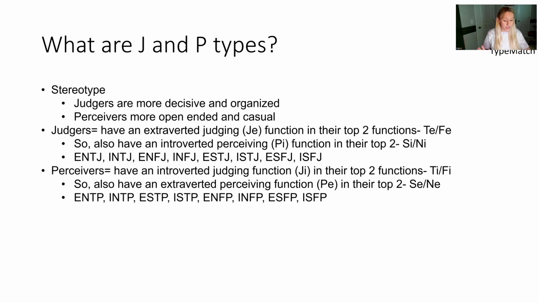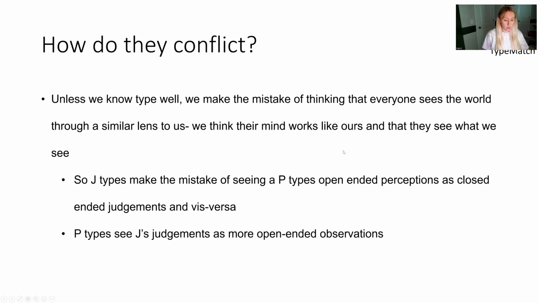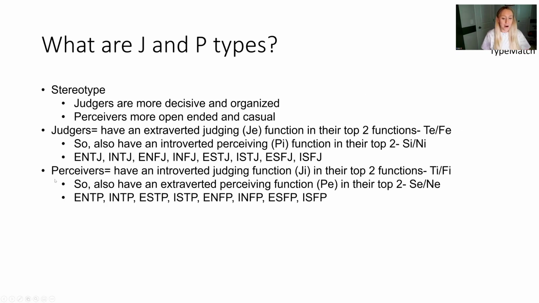Okay, so what are judgers actually? What determines if you're a judger or a perceiver? Judgers have an extroverted judging function, Je, as one of their top two functions. So that would mean in their top two, they've got Te or Fe. And if you have one of those in your top two functions, then you also have an introverted perceiving function, Pi, in your top two. So that would be Si or Ni. I've listed the judgers there, but you know which ones have a J in them.